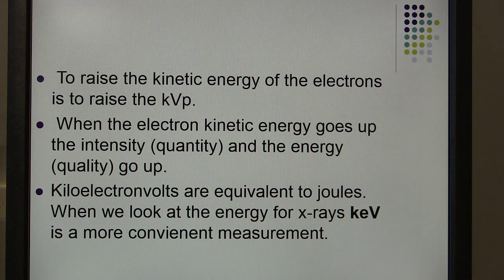When electron kinetic energy goes up, the intensity or quantity and the energy or quality of the X-ray goes up as well. It doesn't say X-ray here, but what we're talking about is the X-ray energy that comes out of the tube. And this number 2 bullet, this middle bullet here, pay particular attention to that, because you're going to see that a lot over the next few weeks. Let's repeat that. When the electron kinetic energy goes up, the intensity, which is known as the quantity or number of, and the energy or the quality of the X-ray energy goes up.